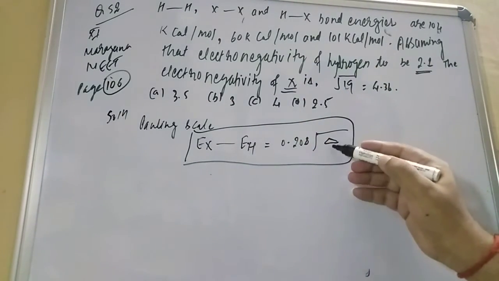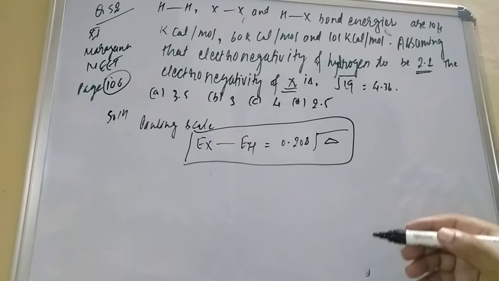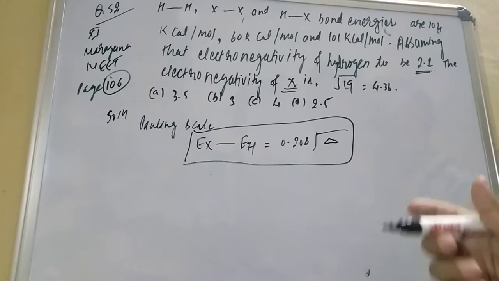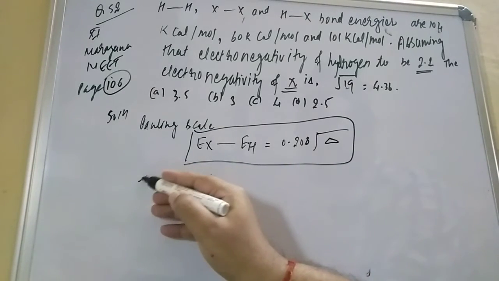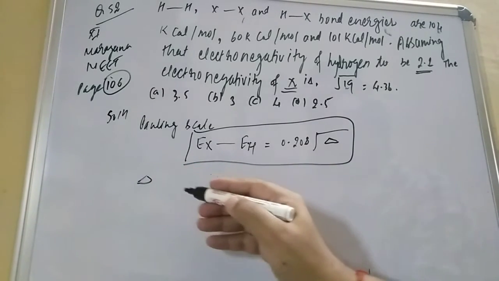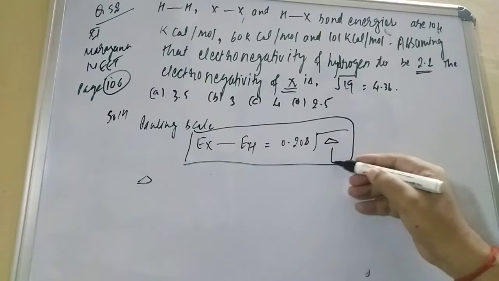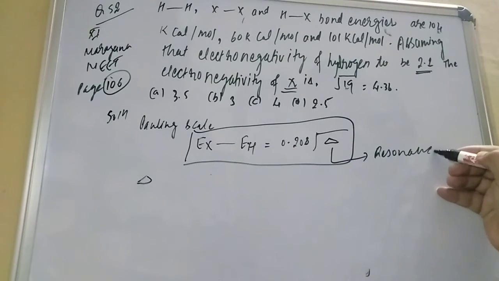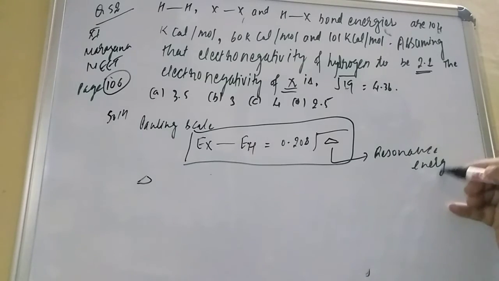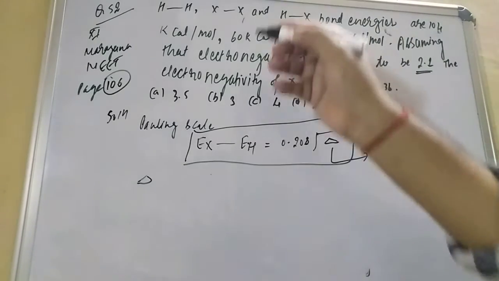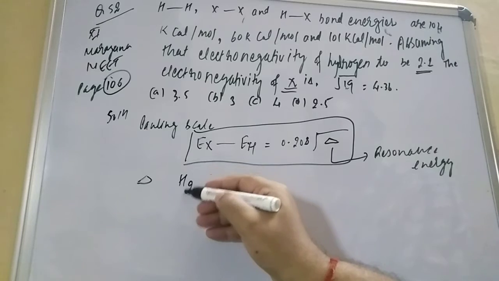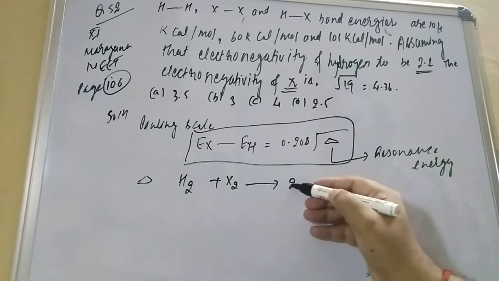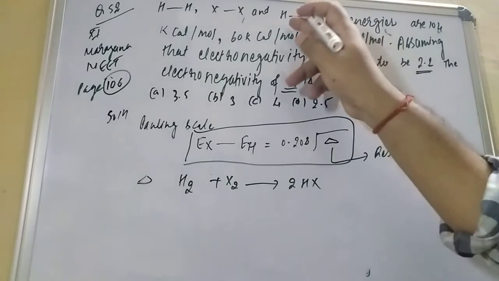So here we have to calculate the delta value. How do we calculate the delta value, student? That we have to check. Delta is also known as the resonance energy, as I already explained. How do we calculate resonance energy? If you see the equation, H2 plus X2 gives 2HX. This is giving HX.